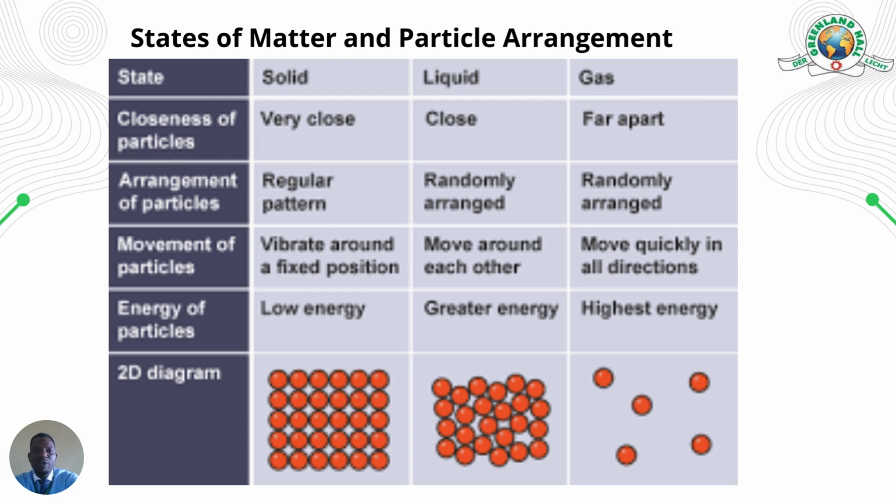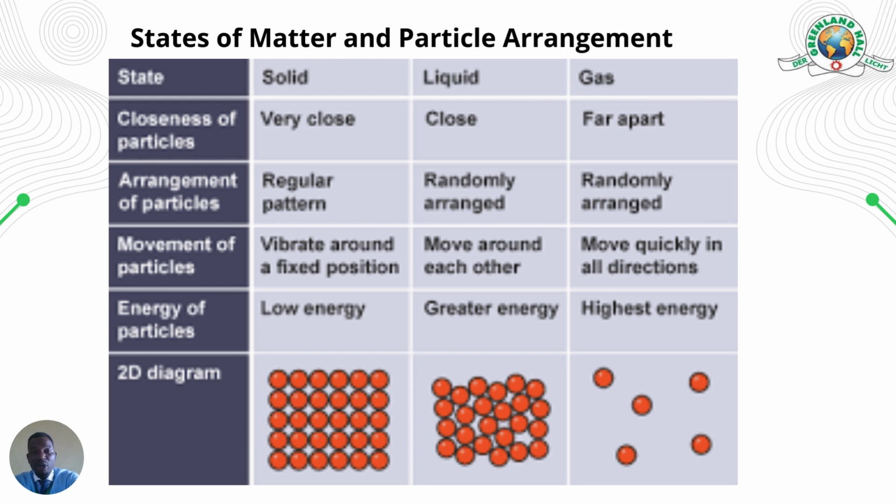Now, look very closely at this heading that I have here, which is the closeness of the particles. You see that in solid, the particles are close together and well arranged. In liquid, they are close also, but you can see that the arrangement is random. For gas, they are just far apart, unlike the first two states. Now, look at the arrangement.